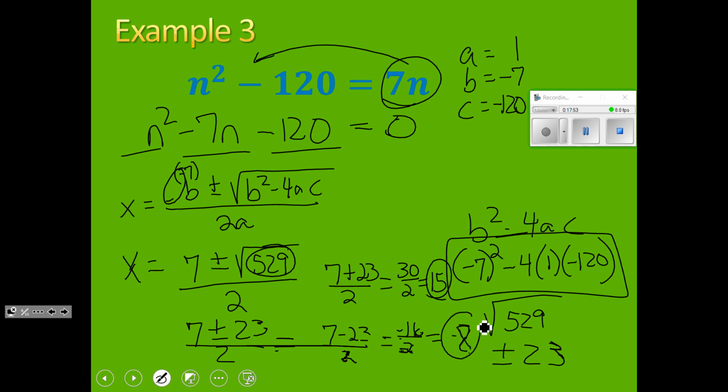So if it's perfect, you've got to take the square root and keep going and separate it out till you get to your answer. So if I graph this, this would be crossing at positive 15 and at negative 8 on the x-axis.